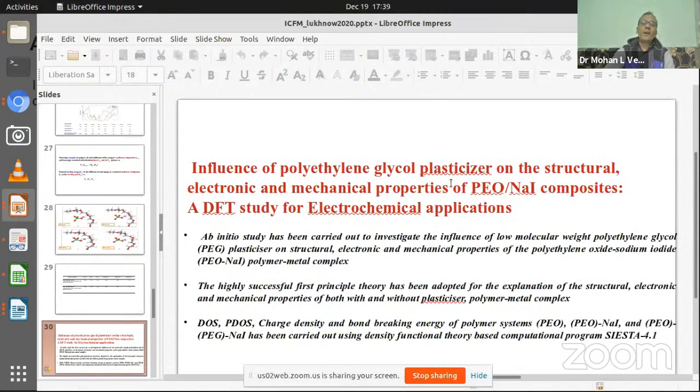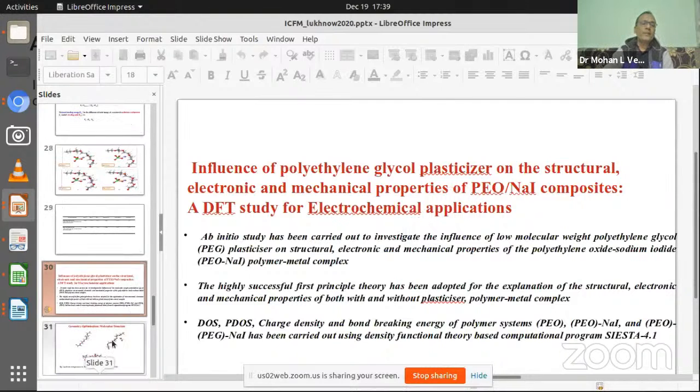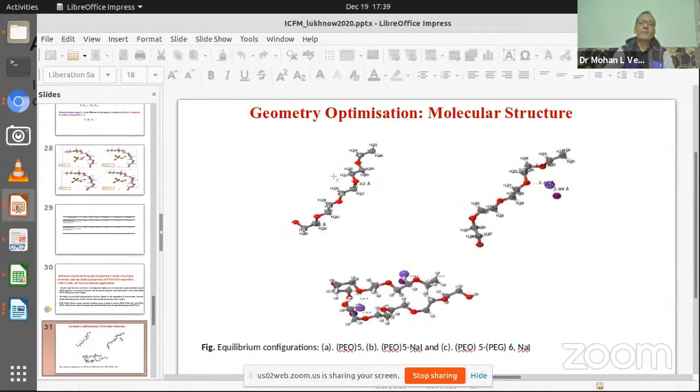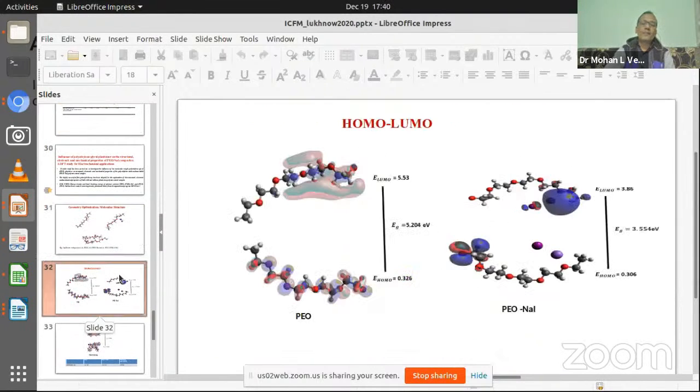Now let us see the effect of plasticizers. A plasticizer is generally used by experimentalists to enhance the ionic conductivity of polymer electrolyte systems. The glycol plasticizer is very famous, and we also studied it using DFT. In this study, we first optimize the PO and the plasticizer PEG, then add the salt and convert the system into PO5, PEG6, with sodium iodide added here. Then similar parallel studies, whatever we did earlier for the other salt systems and pure PO based system, are performed here also.